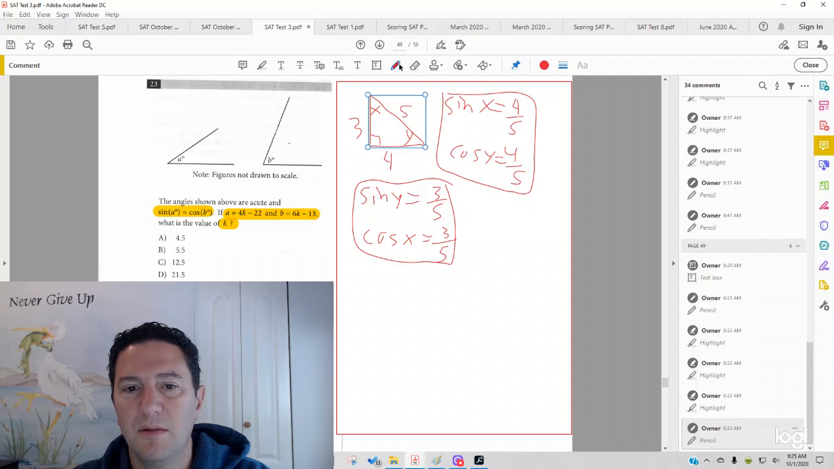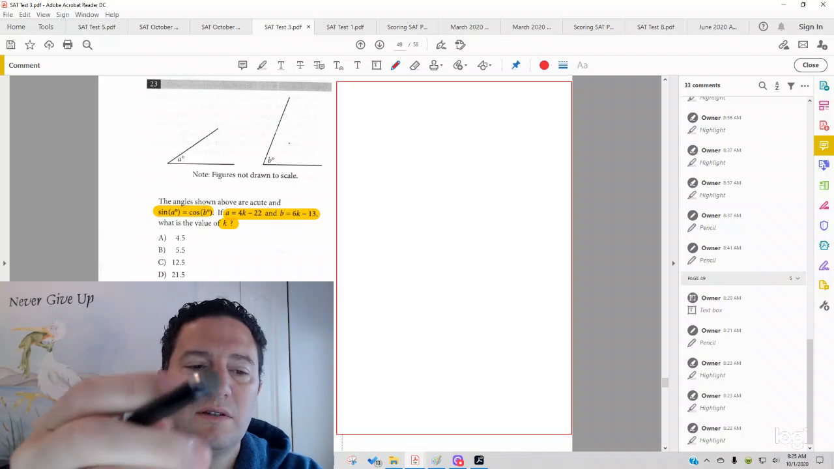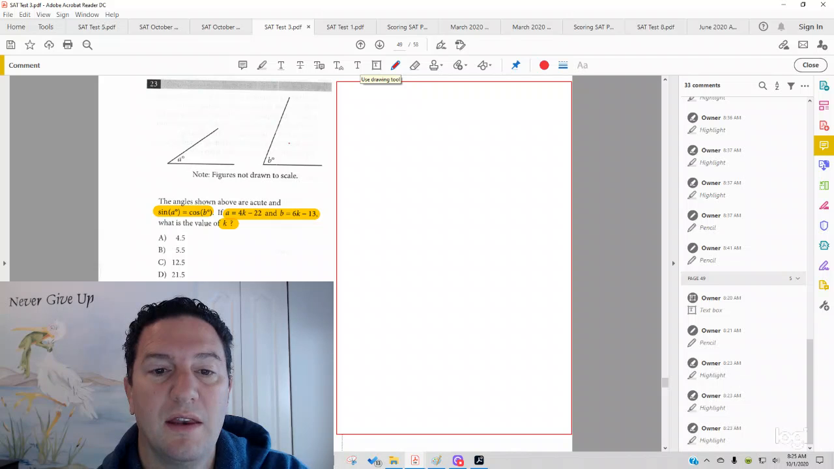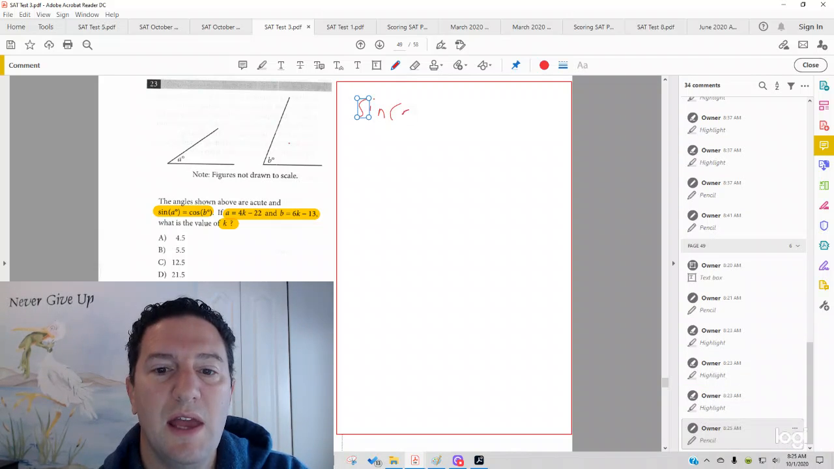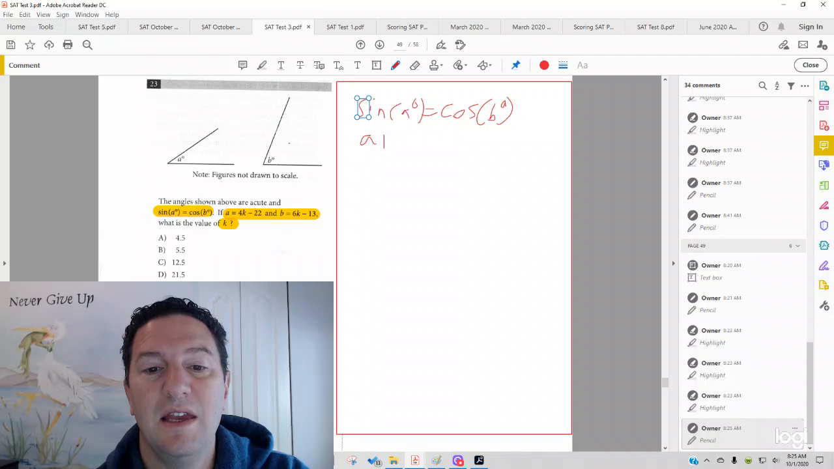Keeping that in mind, I am going to erase this, so keep this concept in mind. What we have here is kind of the flip side of that. It starts with the premise that the sine of A equals the cosine of B. So if the sine of A degrees equals the cosine of B, then what we can conclude is that A plus B equals 90.